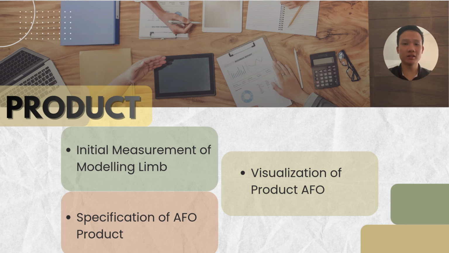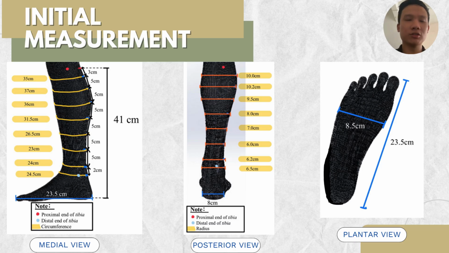In the product part, I will be the presenter and I will present three parts in this product, which are the initial measurement of the modeling limb, the specification of the AFO product, and also the visualization of the AFO product. In the initial measurement, we show it in three views on the slide, which are the medial view, the posterior view, and the plantar view. We included the measured parameters, which are the circumference in the medial view, the radius of the leg at the posterior view, and also the width and the length of the foot at the plantar view.